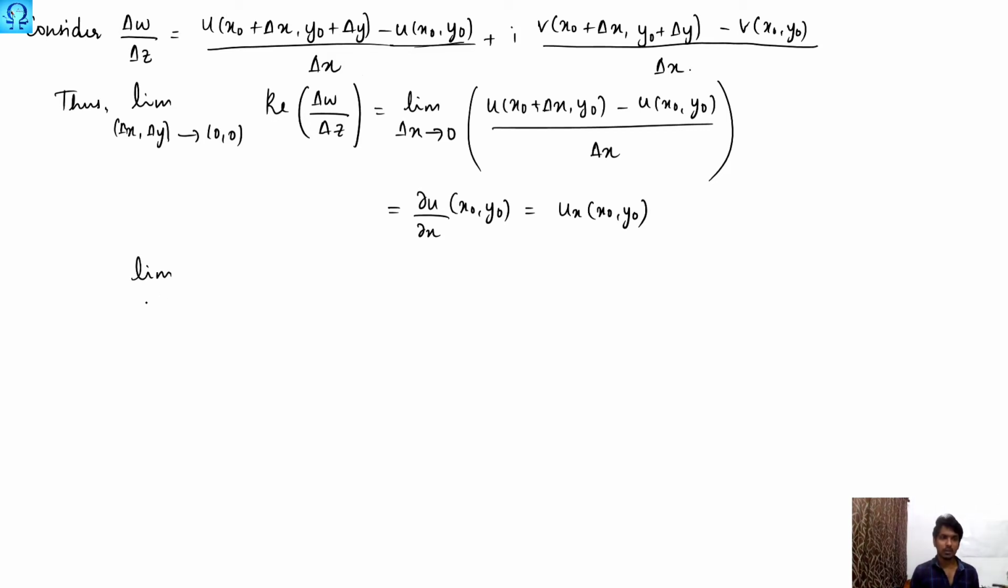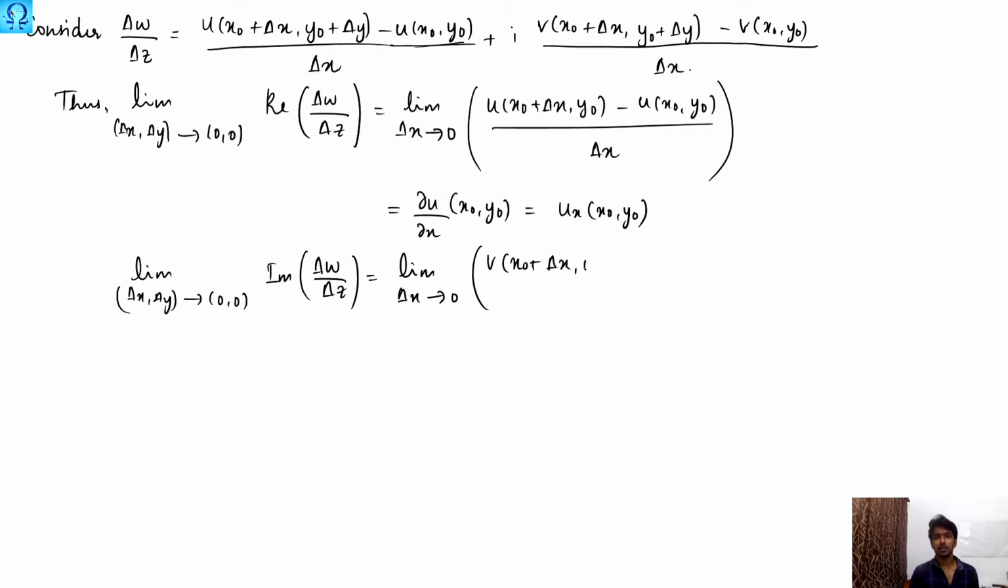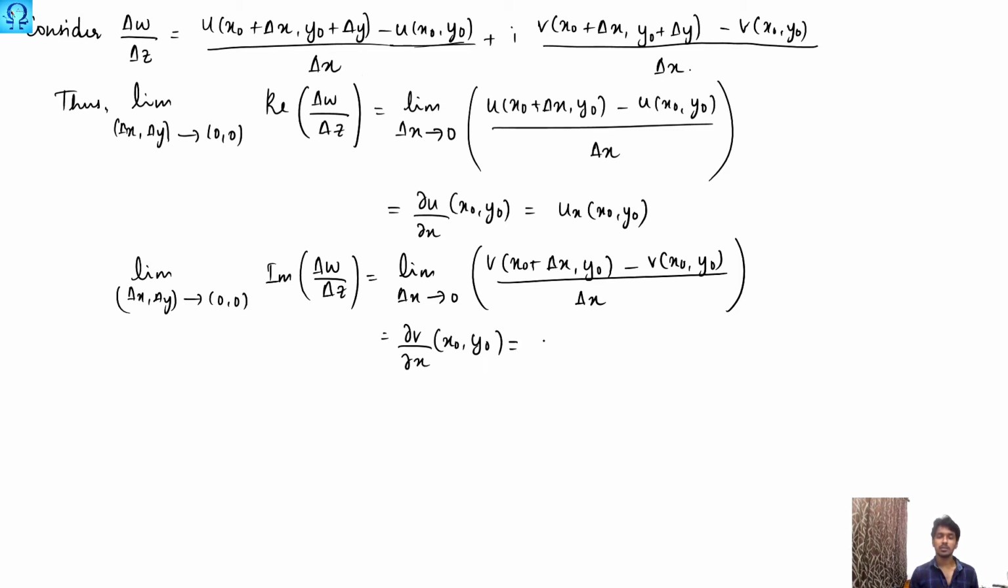And now the limit as delta x, delta y approaches 0, 0 of the imaginary part of delta w upon delta z. This is the limit as delta x approaches 0 of v of x naught plus delta x comma y naught minus v of x naught y naught upon delta x. By the definition of a partial derivative with respect to x, this is delta v upon delta x evaluated at the point x naught y naught, and this shall also be written as vx of x naught y naught.